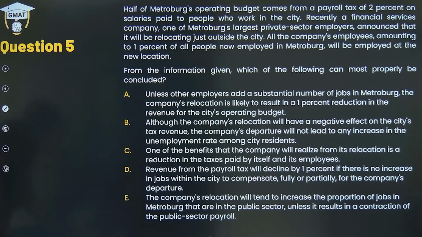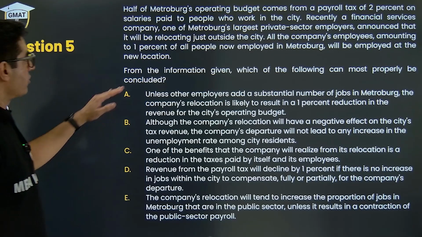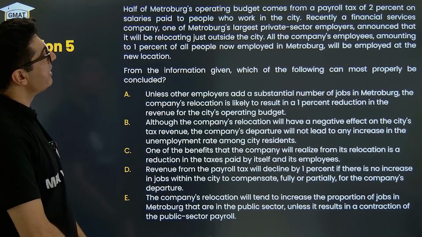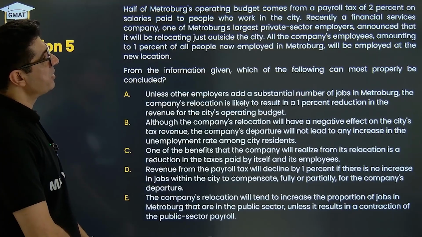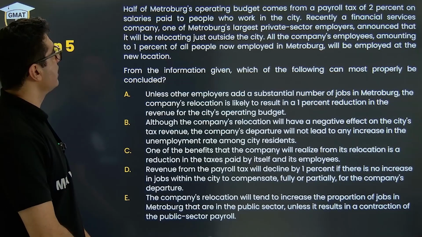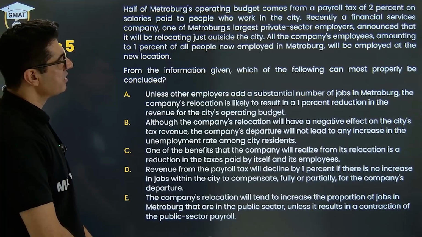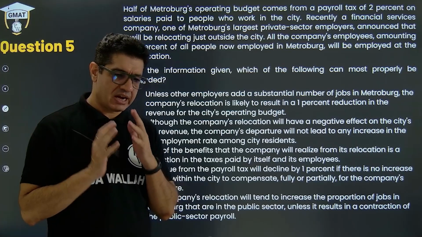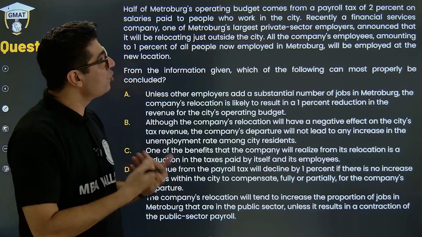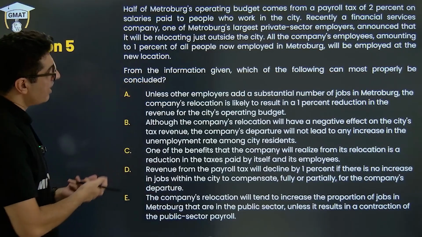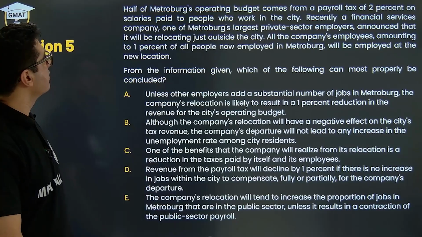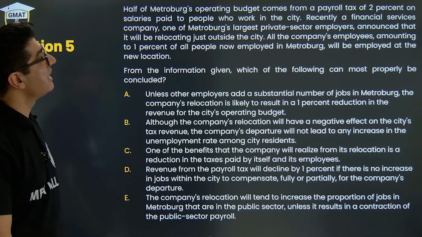Ready? तो चलिए आइए देखें. From the information given, which of the following can most properly be concluded? So half of Metroburg's operating budget comes from a payroll tax of 2% on salaries paid to people who work in the city. ठीक है, तो बेसिकली शहर के अंदर अगर कोई काम कर रहा है तो उसकी सैलरी का 2% जो है वो सरकार को जाता है, तो उनका रेवेन्यू हो गया.